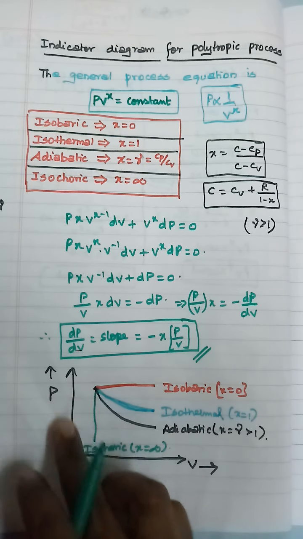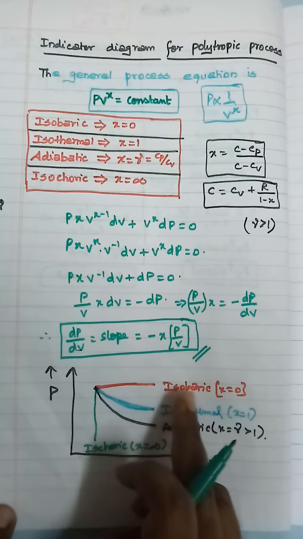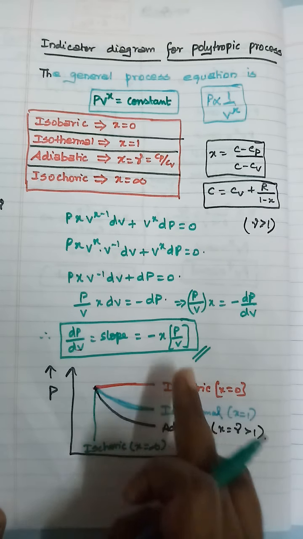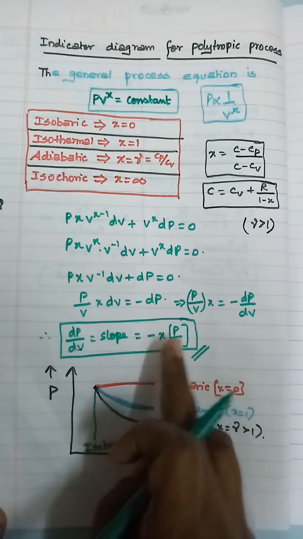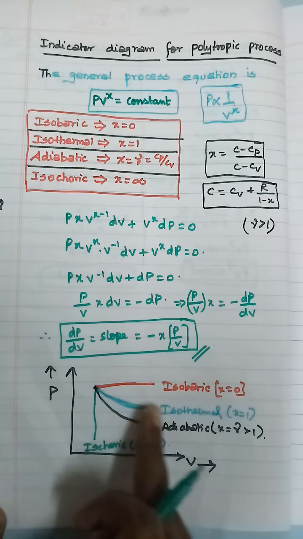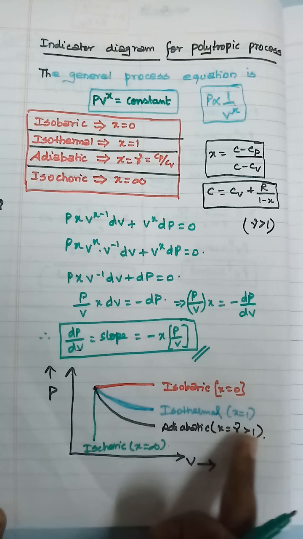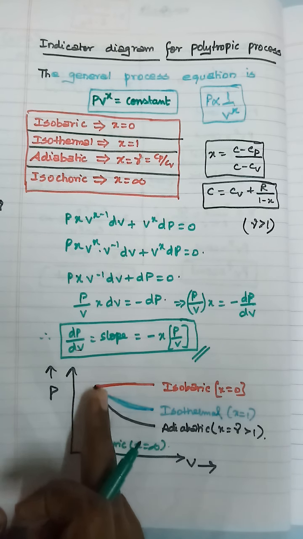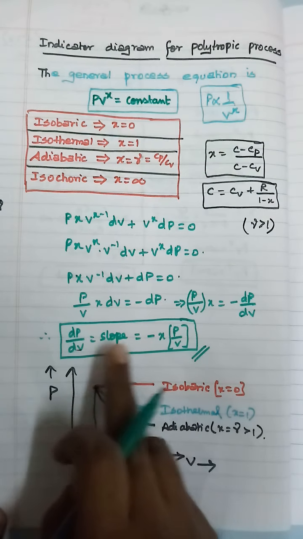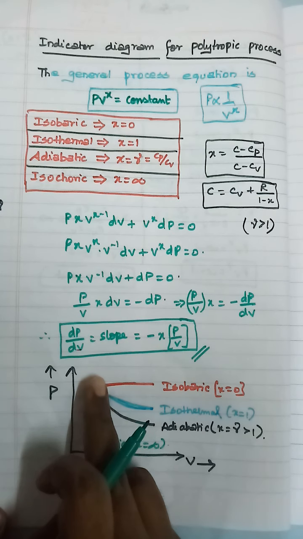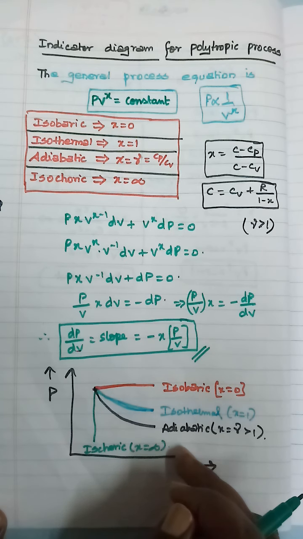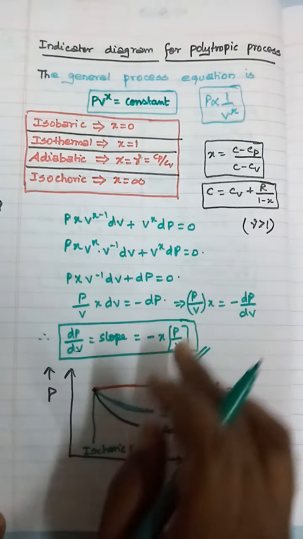This is how we have to draw the PV diagram for the different processes. For isobaric, as x = 0, the slope is 0, so it is horizontal. For isothermal, as x = 1, P is inversely proportional to V, so it is a rectangular hyperbola. For adiabatic, as gamma is greater than 1, even though it is a rectangular hyperbola, it is somewhat steeper. For isochoric, as x = infinity, the slope also becomes infinity, so it becomes a vertical line parallel to the P axis. This is how we have to draw the indicator diagram for polytropic processes.